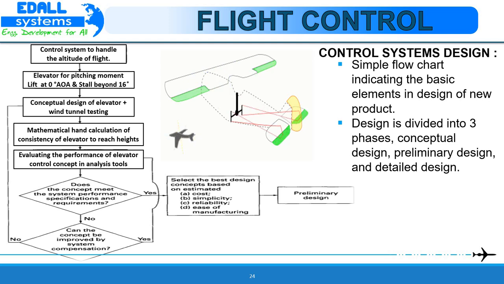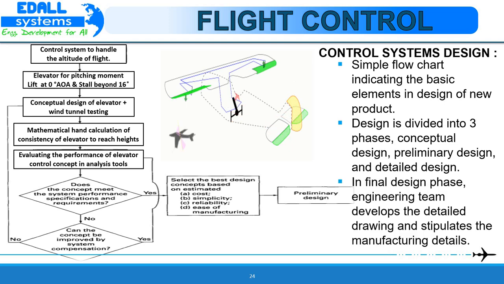If it does not meet the system performance, then we have to decide whether the concept can be improved by system compensation. If the concept can be improved by system compensation, then we have to evaluate the performance of the elevator and again do the control concept and analysis tool, and then again verify whether the concept is meeting the performance specifications and requirements. If the concept is not improved by the system compensation, then we have to go all the way back to the conceptual design of the elevator and redo the wind tunnel testing and the conceptual design of the elevator. In the final design phase, the engineering team develops the detailed drawing and stipulates the manufacturing details.